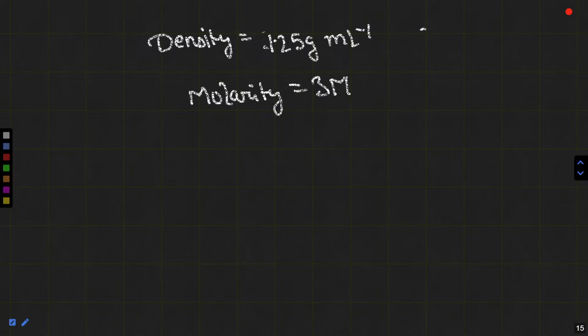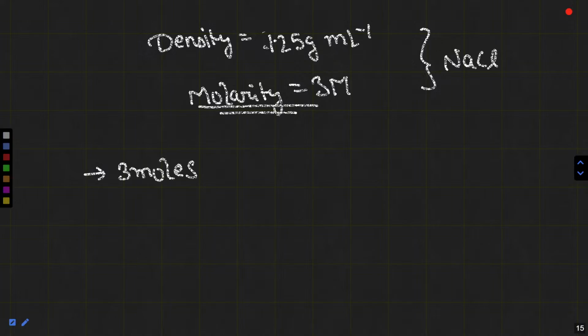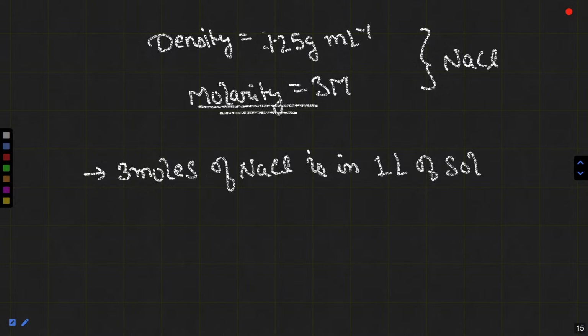When we are saying, and this all is for NaCl, when we are saying molarity, it means 3 moles of NaCl is in 1 liter of the solution. Which solution? This NaCl solution. Okay, so this is very obvious. I have already mentioned this thing. If this is the molarity, so molarity is what? Simply it is the number of moles per liter of solution. So there are 3 moles per liter of solution or 1 liter of solution.